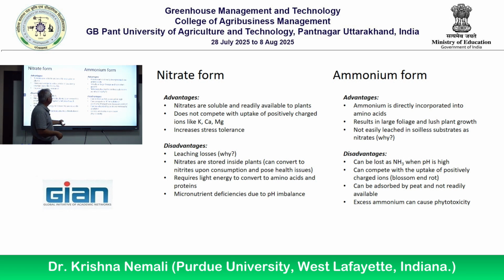Okay? Let's look at ammonium form. Ammonium form is good advantage, it's directly incorporated into amino acids. So it's very easy, no extra steps. For nitrate, it has to go up to the leaves, take the energy, then become amide, and then become incorporated. But here is a direct step, so less effort on the plants. Results in large foliage and lush green plants. This is the same reason, large foliage. It's not easily leached in soil or substrates as nitrates. Why? Yeah, it's a cation. But there are disadvantages, especially in hydroponics.